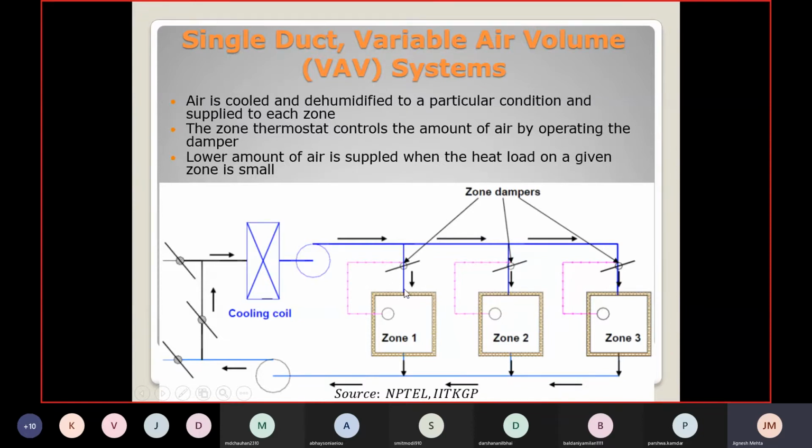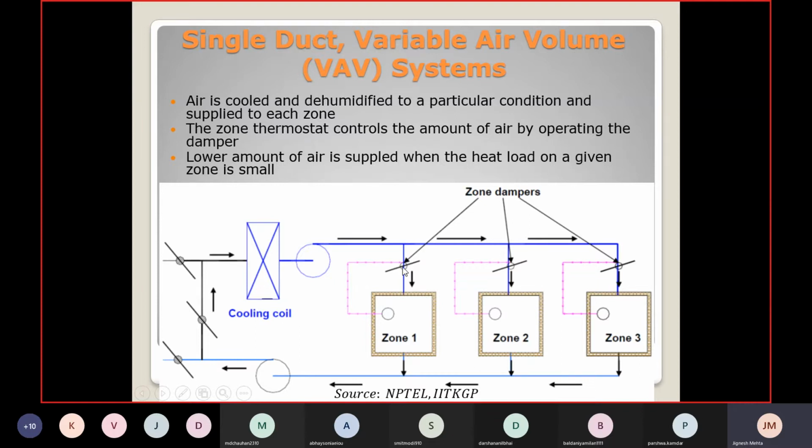Now, why do you want to control the amount of air? You are supplying the air at a particular condition. Now, if the load on a given space is less, you will supply less amount of air, and if the load is high, you will supply more amount of air. So that's how the amount of cooling provided is changed as per the requirement.